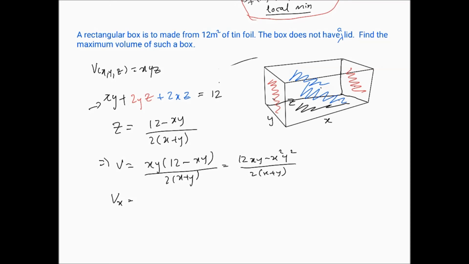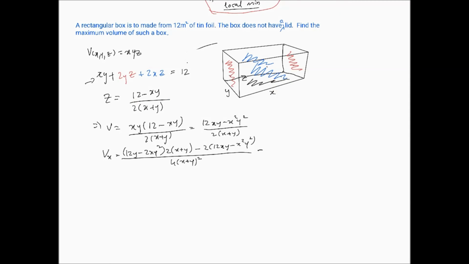So now as we take the x derivative, we end up with 12y minus y minus 2xy squared, and that will be multiplied by, of course, 2 into x plus y, the denominator, because remember, you're going to use the quotient rule, minus the derivative of 2 times x plus y. The x derivative is just 2, so it's going to be 2 into 12xy minus x squared y squared, and that's all divided by 4 into x plus y all squared. So that's what we get.